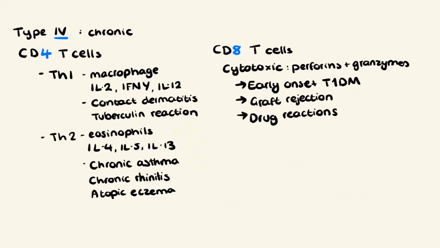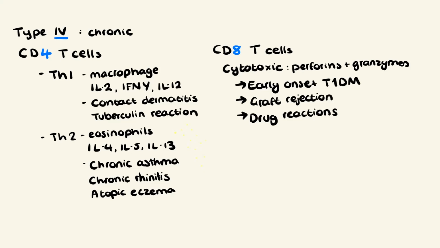So T cells is purely your adaptive immune response, and the adaptive immune system takes like 5 to 7 days to kick in. So that's why it takes a lot longer. So you just need to work through the different types of T cells, type 4 hypersensitivities. And CD4 T cells, they can be divided into Th1 and Th2. The Th1 are more macrophage orientated, they're extracellular. Specifically, they work with interleukin-2, interferon gamma, and interleukin-12, but that's not important. I wouldn't fret about it.